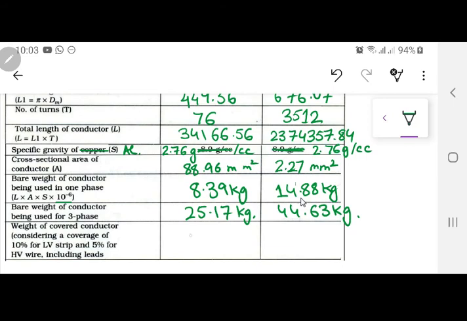Just multiply your 25.17 by 1.1. What will it be? 27.676 kilograms, so approximately 27.7 kilograms. And this one, 40, how will it be 41? 40.09.